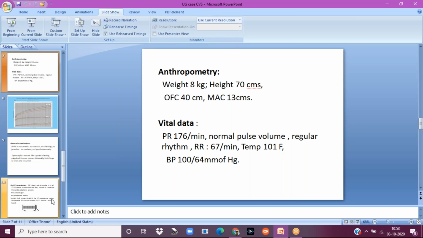Yes. Anthropometric findings are: weight of the baby is 8 kgs, height is 70 centimeters, occipitofrontal circumference is 40 centimeters, mid-arm circumference is 13 centimeters. Weight for 2 years. What is the expected weight for a 2 year child? Here the child is 2 years. Here it is 8 kgs. Is it normal? Just looking at this, what is the expected weight for a 2 year child?